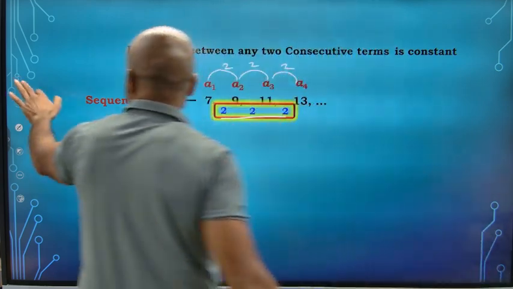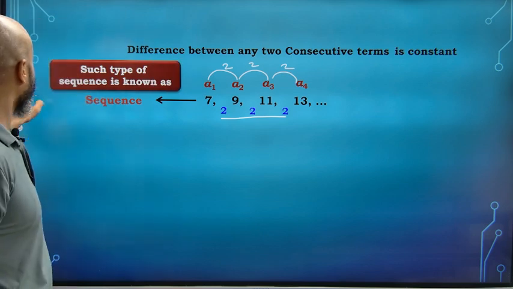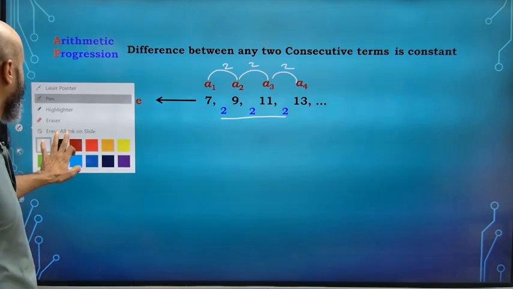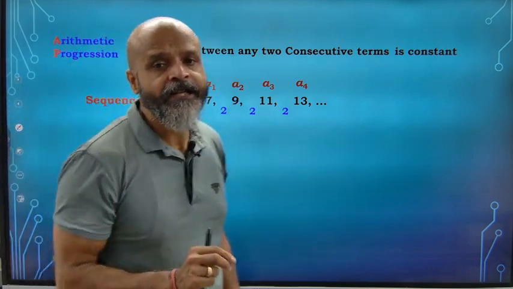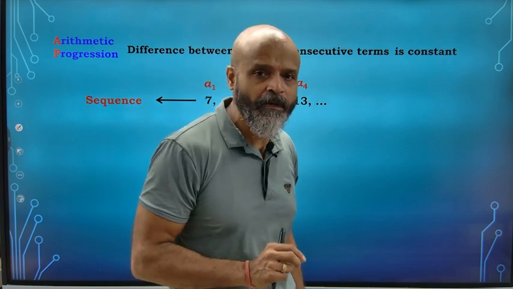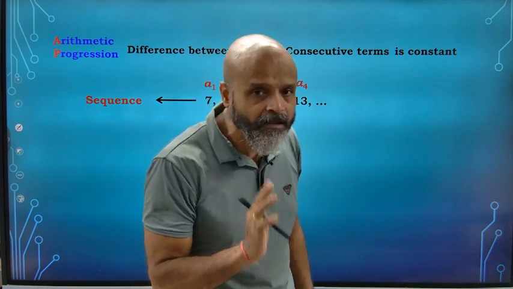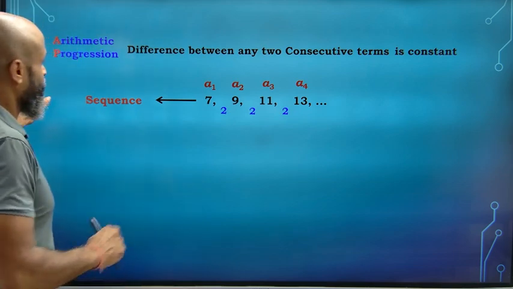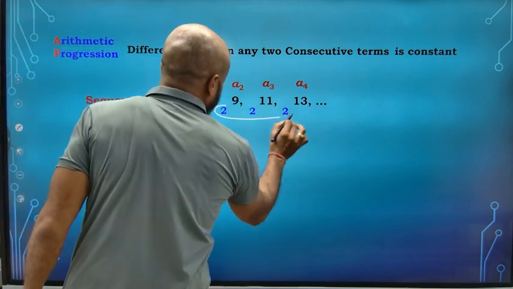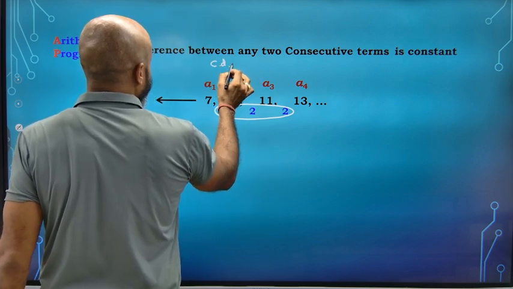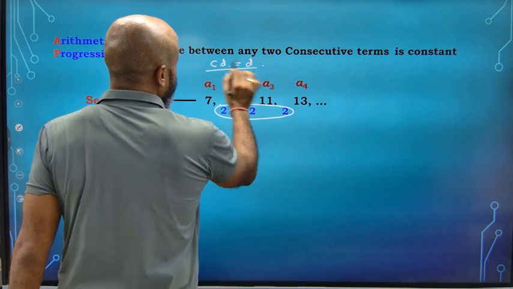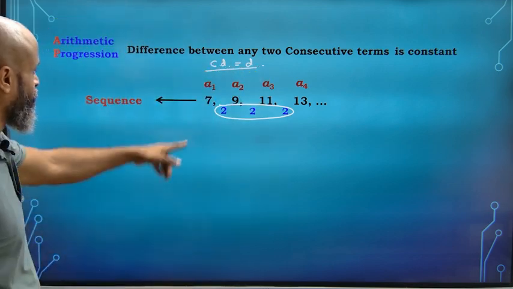Okay. Now let's move ahead. Such type of sequence is known as arithmetic progression. Any sequence which has a common difference, we will call arithmetic progression. Here we have a common difference, which is 2. We also write this as CD, or the actual representation here is D, common difference.